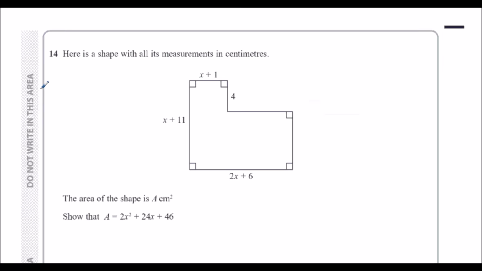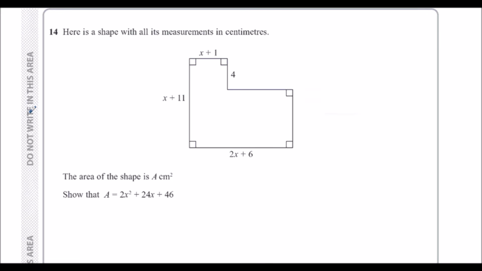Question 14. Here is a shape with all its measurements in centimeters. The area is A centimeters squared. Show that, so find the area. Show that A is this. So we should get, for the area, 2x squared plus 24x minus 46. So we're going to split this into two shapes. It doesn't matter which way we split, we could split this way or this way. We'll get the same answer either way.